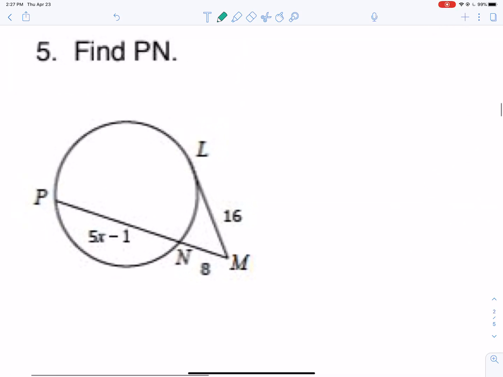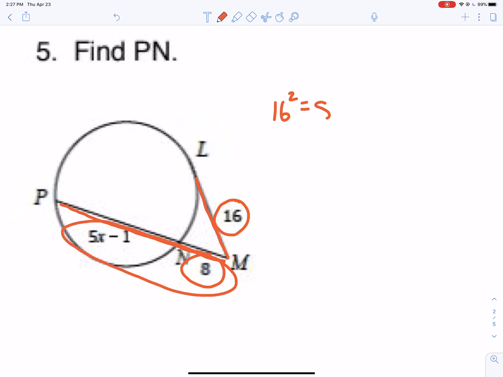Okay, so for type 3, we have a tangent and a secant that meet outside the circle. So they intersect outside the circle. You take this one little piece and square it. So that little outside piece squared equals the outside times the sum again. So we'd say 8 times 8 plus 5x minus 1.